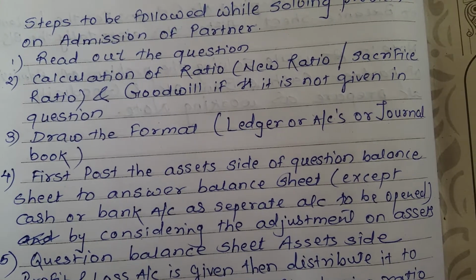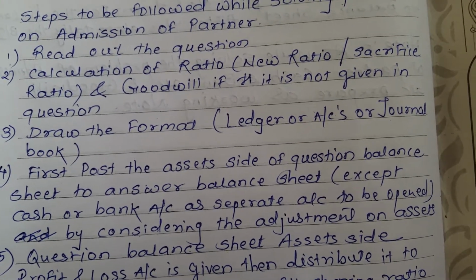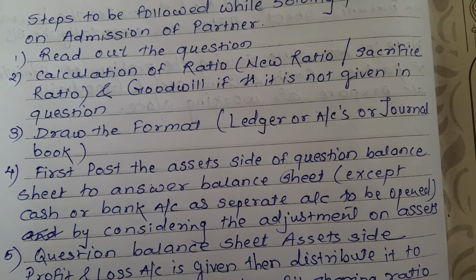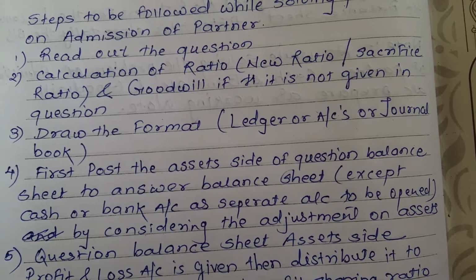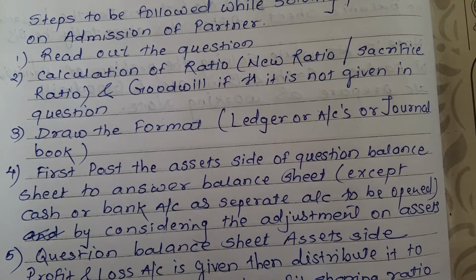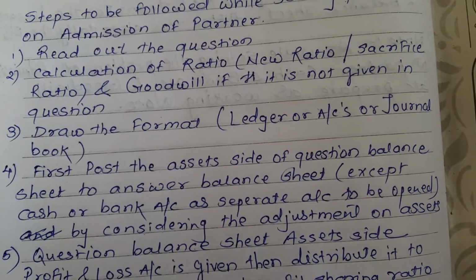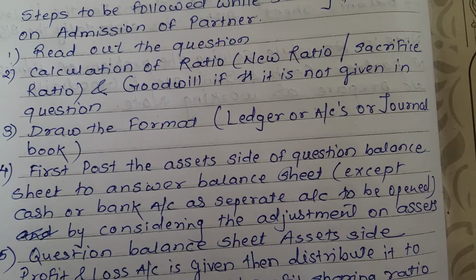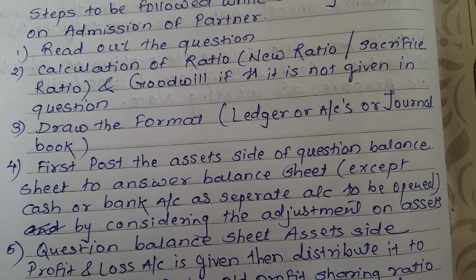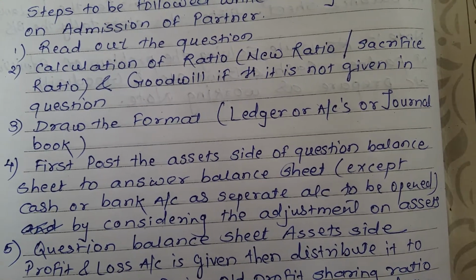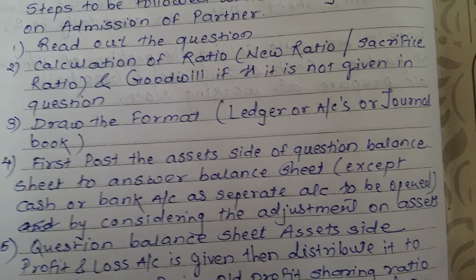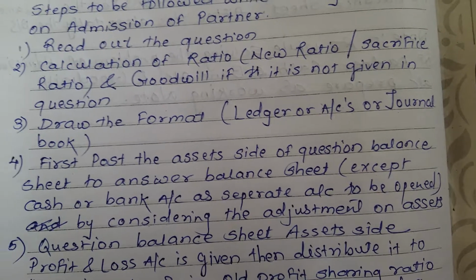First step is to read the question clearly and understand the question. Then second, as it is admission of a partner, the second step is to calculate the ratio. It will be a new ratio or sacrifice ratio depending upon the question. And goodwill: if the goodwill amount is already given in the question, then there will be no issue. But if the goodwill has to be calculated, then we have to calculate the goodwill as per the super profit method or average profit method, whichever is asked in the question.